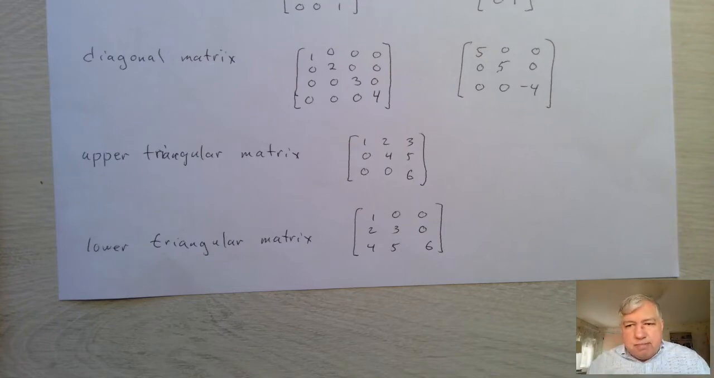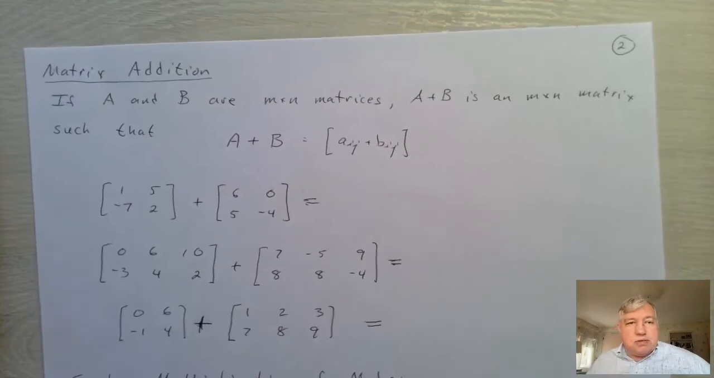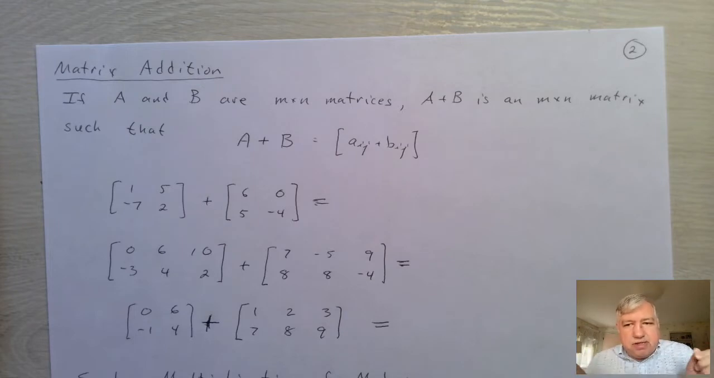Now we're going to talk about a number of operations we can do on them. The first is matrix addition, and this is very easy. It's almost as easy as vector addition. If A and B are two m by n matrices, then their sum is also an m by n matrix, and we get the entries just by adding the corresponding entries in A and B.